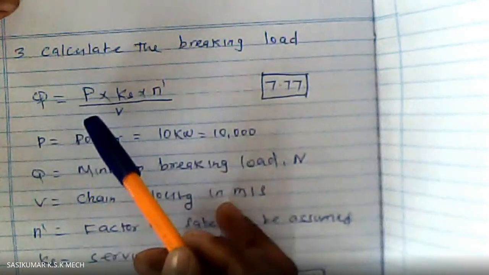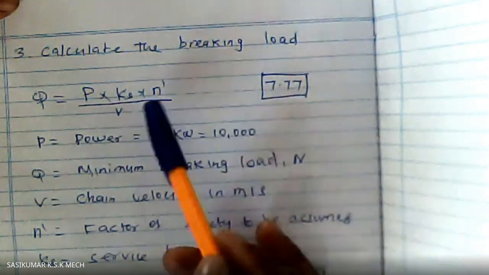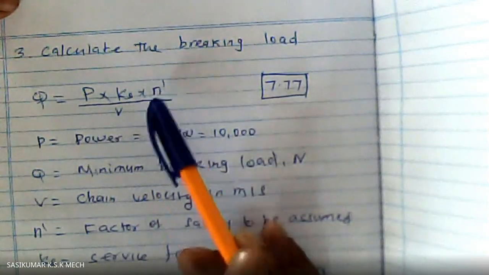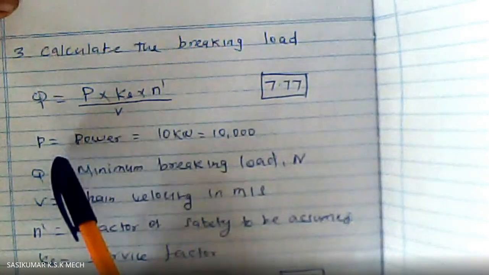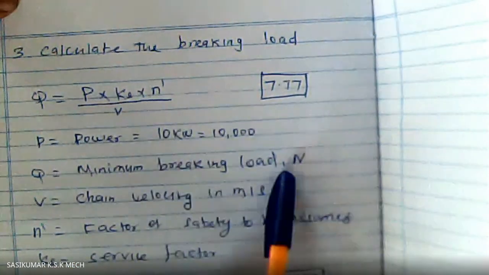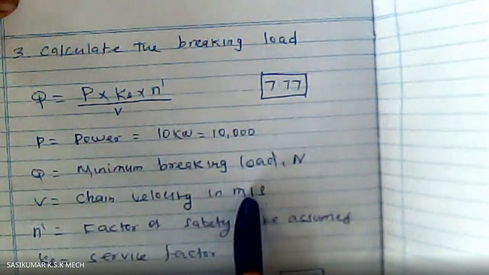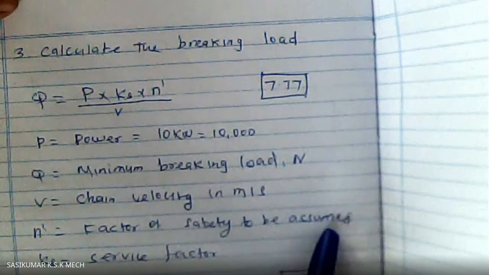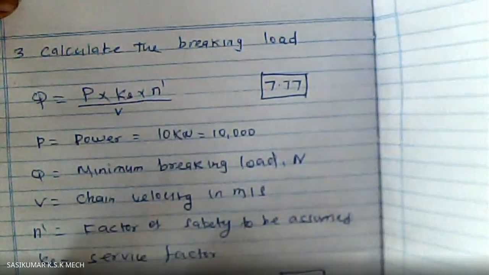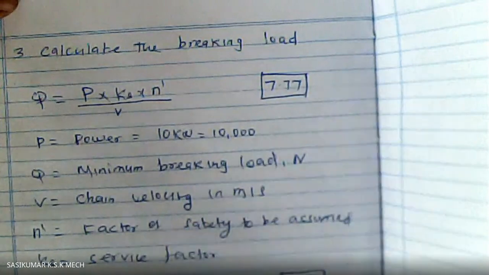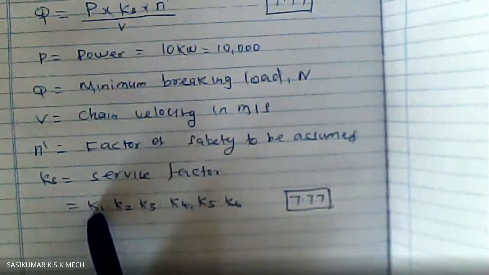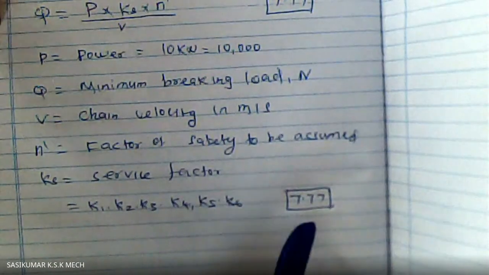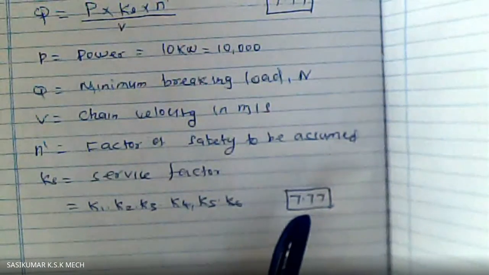So Q is available on page number 7.77. There it is equal to power, service factor into factor of safety, divided by velocity. So power is 10 kilowatt. Q is the minimum breaking load in Newton. V is the velocity of the chain in meter per second. And n is the factor of safety that we will be assuming in the subsequent steps. Okay, Ks is the service factor. For Ks, you need to compound K1, K2, K3, K4, K5, and K6. These are all available on page number 7.77.